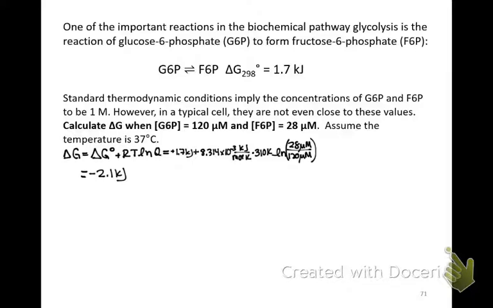Okay, so we have talked about how you can change the concentrations in order to manipulate which direction is the spontaneous direction. And a reminder that standard thermodynamic conditions are 1 molar and 1 atmosphere and 25 degrees C.